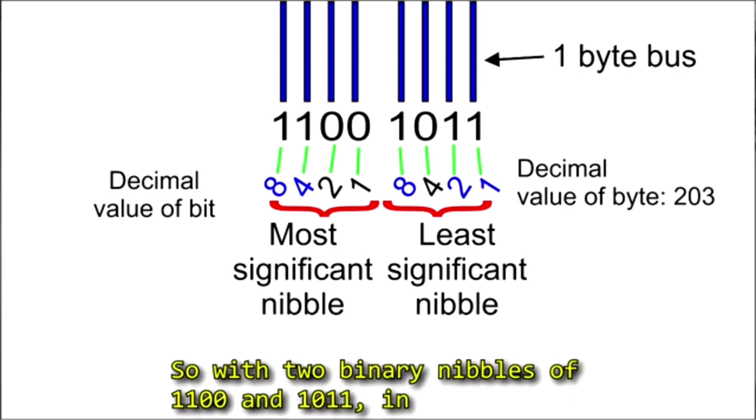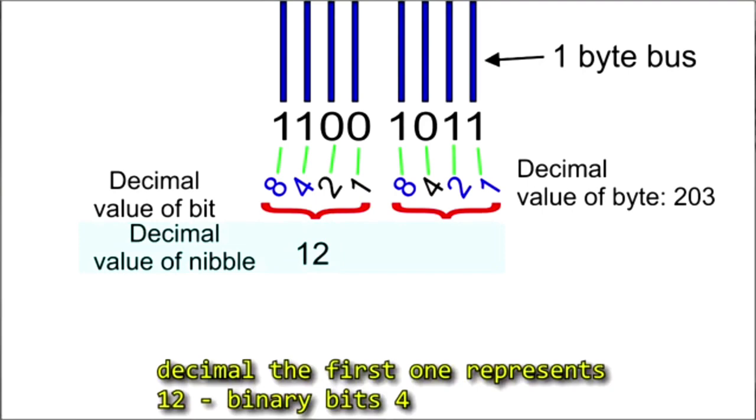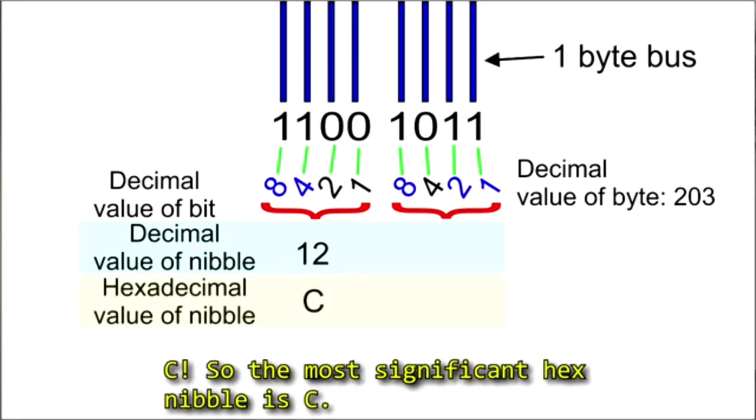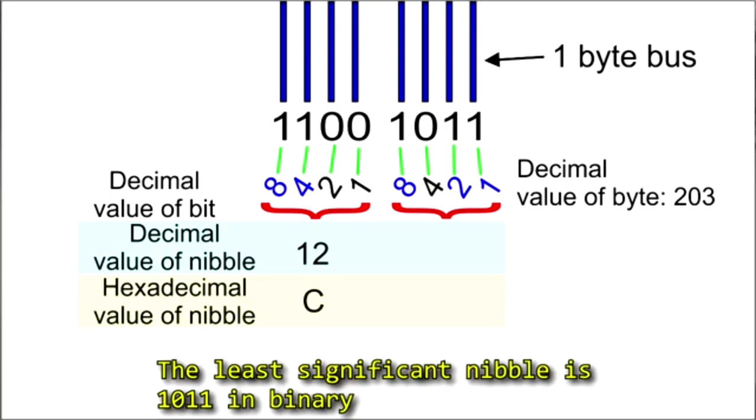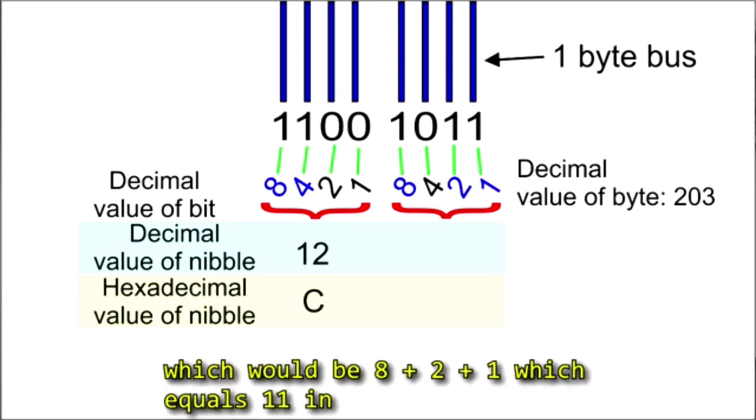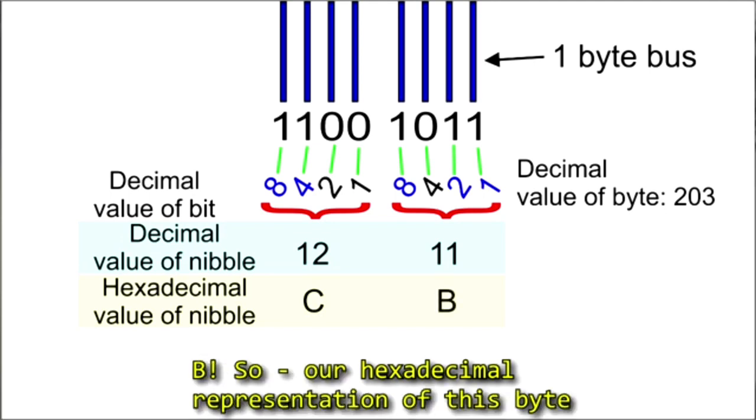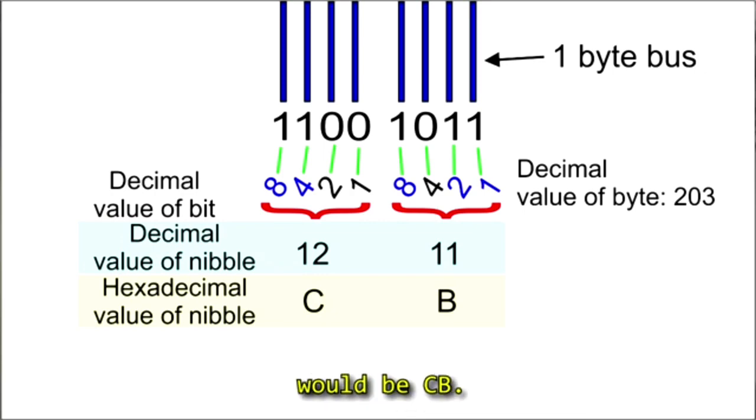So with two binary nibbles of 1100 and 1011, in decimal, the first one represents 12. Binary bits 4 plus 8 equals 12. So the letter for 12 is, in hexadecimal, C. So the most significant hex nibble is C. The least significant nibble is 1011 in binary, which would be 8 plus 2 plus 1, which equals 11 in decimal. 11 in hexadecimal would be B. So our hexadecimal representation of this byte would be CB.